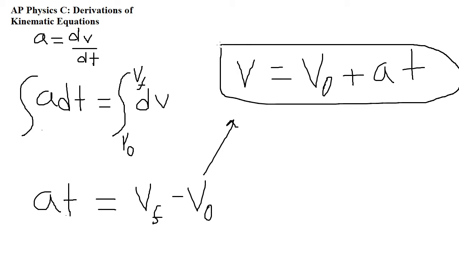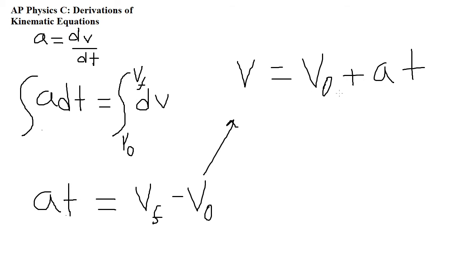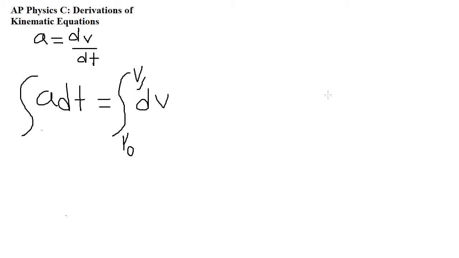And if you check the units, it all works out. Meters per second equals meters per second plus acceleration times time, which is meters per second. So now for the next kinematic equation.